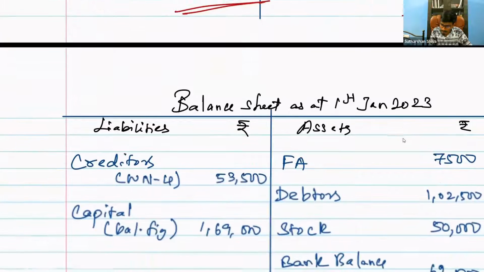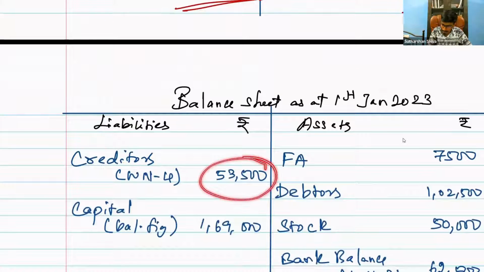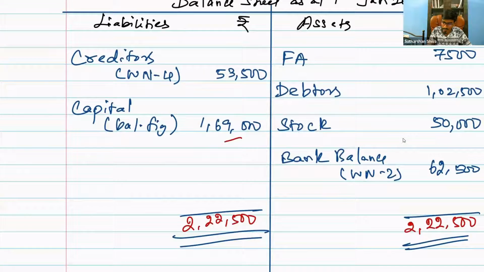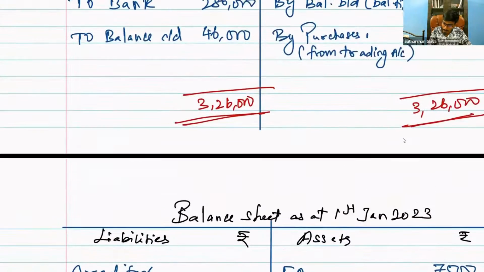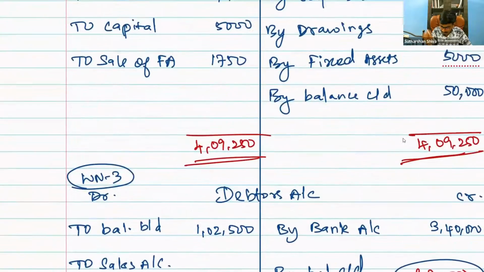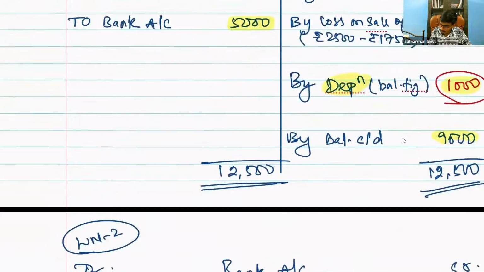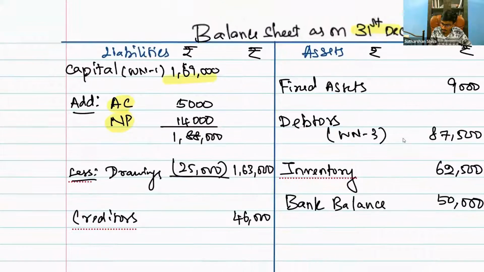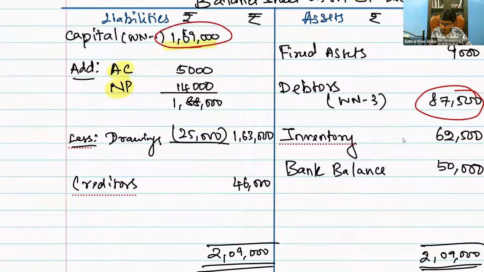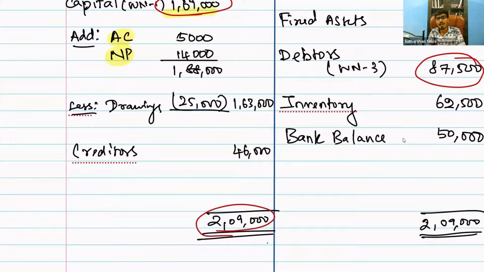I'll go for my next working note, opening balance sheet I will prepare. If I put it, I will get the answer of 1,69,000 as my opening capital. Are you able to understand? This opening capital will go for 1,69,000. This closing balance will be taken from working note number 3. Okay. If you balance it, it will become 2,09,000, 2,09,000.